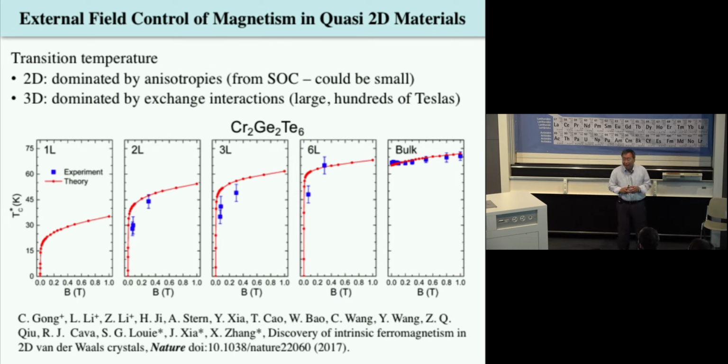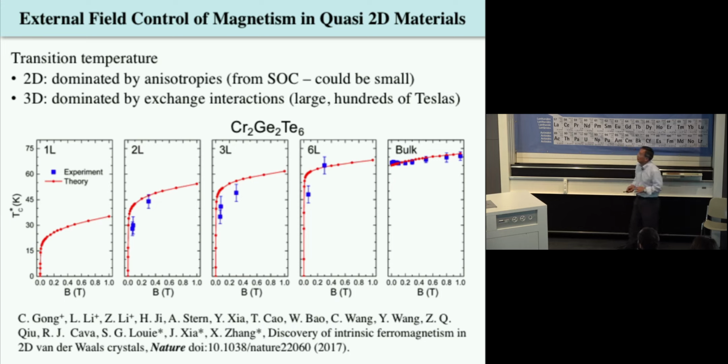Something that we find, which is very surprising and can potentially be very useful, is that you could tune the magnetism of this material with a small external electric field. And the reason for that, well, let me skip this. This just explains why TC decreases with layer.